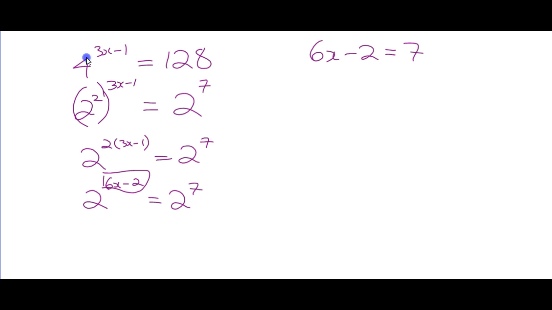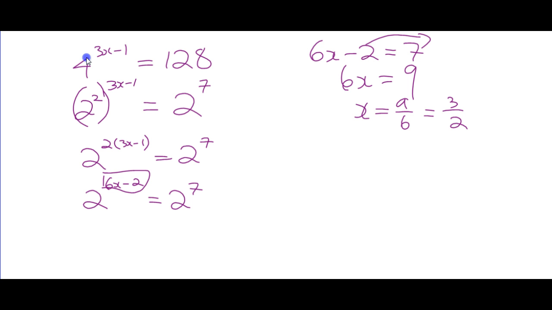Okay, solve. So what's 6x equal to? 9. What's x equal to? 9 divided by 6. You will never leave that. You won't get 4 out of 4 leaving a fraction of 9 out of 6. It's 3 over 2.